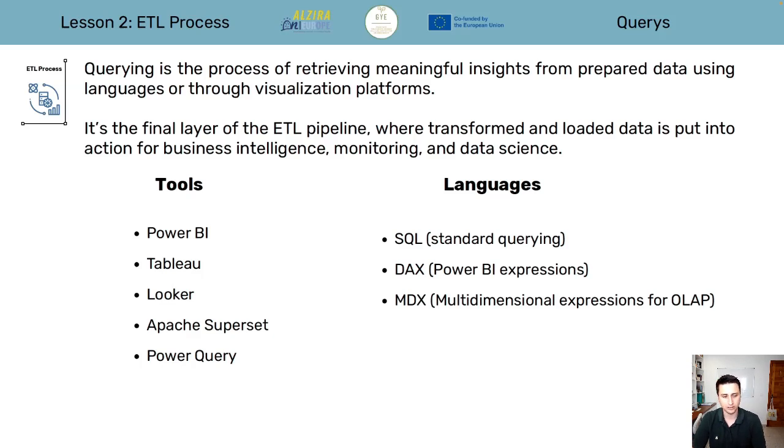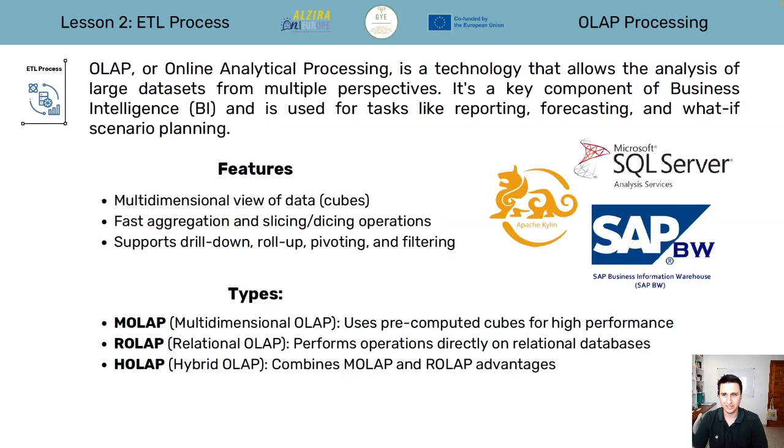And then there is MDX for OLAP. Okay, now we are seeing what's OLAP. Okay, OLAP is online analytical processing. It's a technology that allows analyzing large data sets from multiple perspectives using cubes, okay, multidimensional views of data. It allows you to quickly aggregate and slice. It also allows pivoting, filtering, roll-up, several operations. And there are three different types: MOLAP, multidimensional, relational, or hybrid. Okay, and the most used tools are SQL Server Analysis Services, Apache Kylin, and SAP Business Information Warehouse.